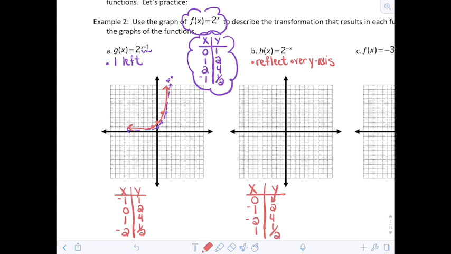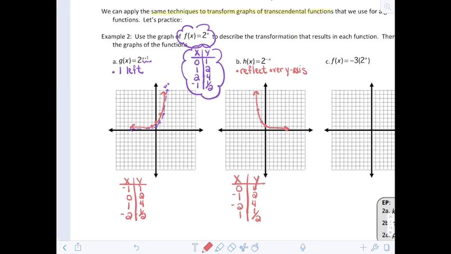So we know now what the parent function looks like. It's over there in example A in purple. So let's graph this new one, reflecting over the y-axis. 0, 1 still. I have -1, 2, -2, 4, and 1, 1/2. So this now looks like exponential decay. Even though b is greater than 1, when we reflect it over the y-axis, it's going to look like decay.